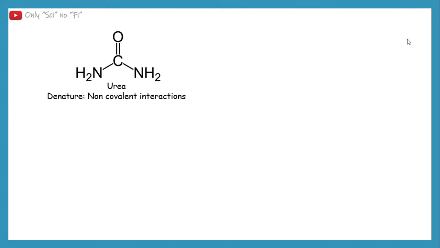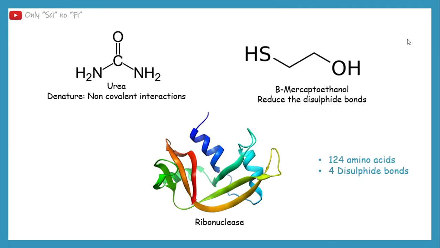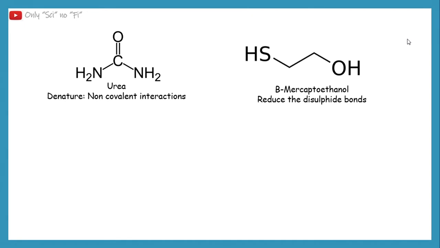So the first agent was urea. Urea is known as a denaturant which disrupts the non-covalent interactions. Now these non-covalent interactions include hydrogen bonds, ionic bonds, etc. The next agent was beta mercaptoethanol. This is known as a reducing agent which reduces the disulfide bonds present, basically adds hydrogen to the S-S bond.